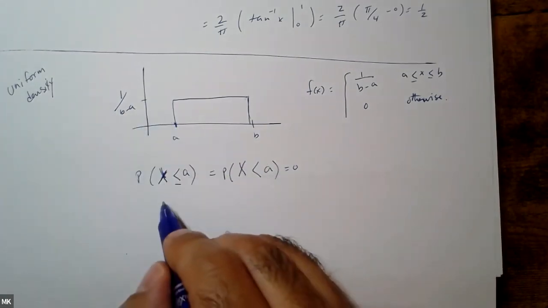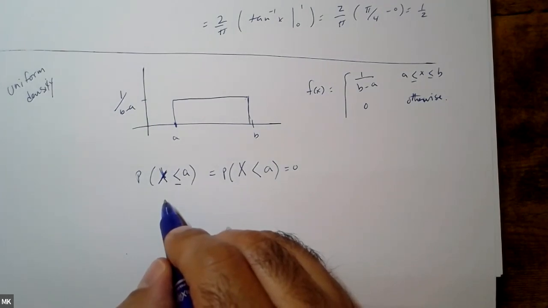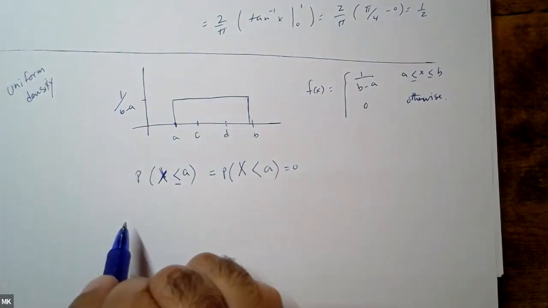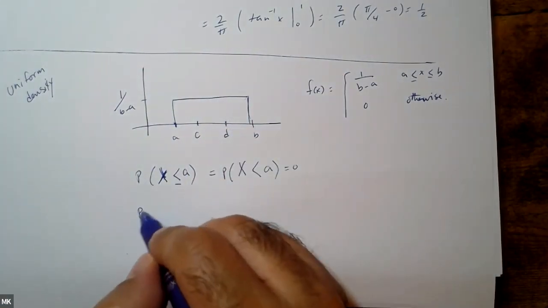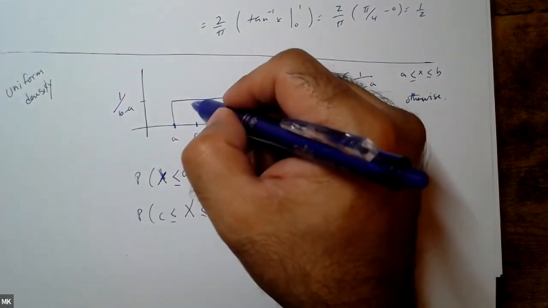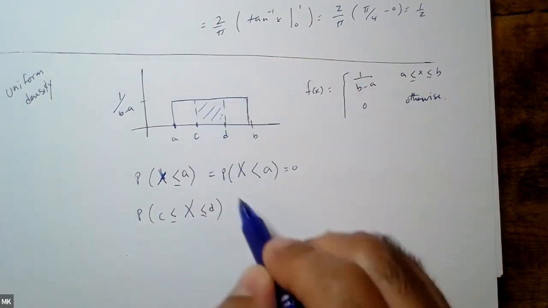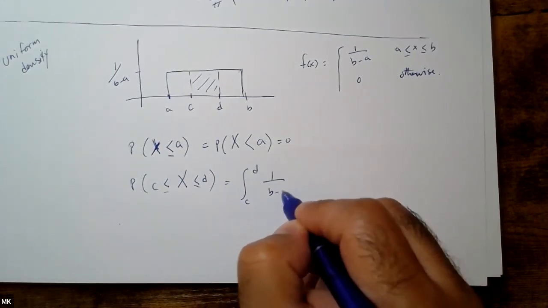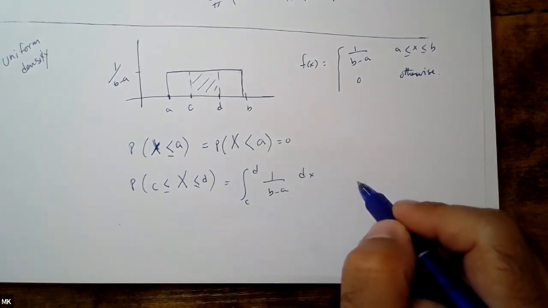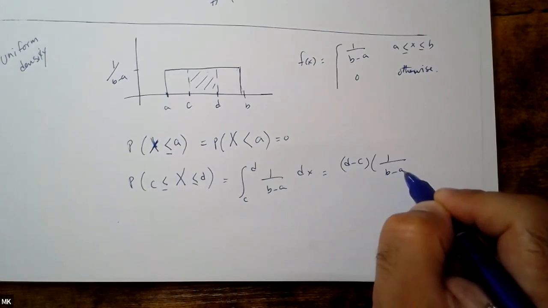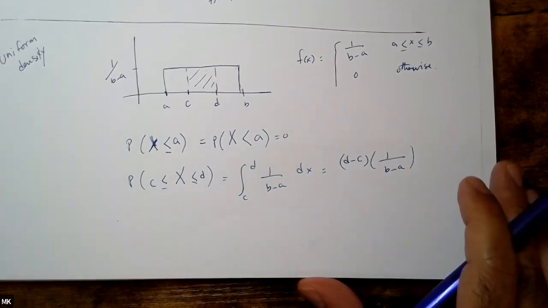Because there's no probability before A, right? Now, if there is some number C and some number D in between A and B in that order, and someone says what's the probability of X being between C and D, again, the equal or not equal doesn't make a difference. It's really that area. It's the integral from C to D of 1 over B minus A dx, or D minus C times 1 over B minus A. That's how you calculate those.